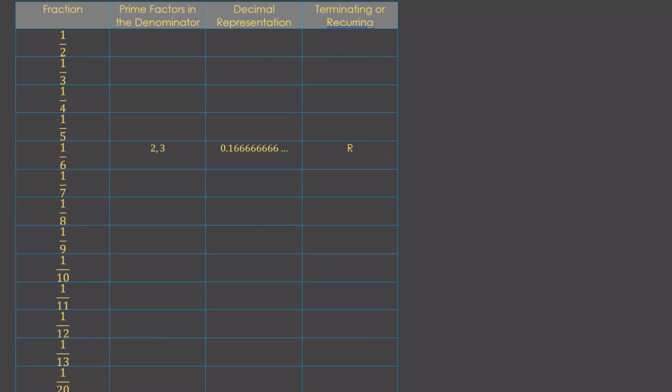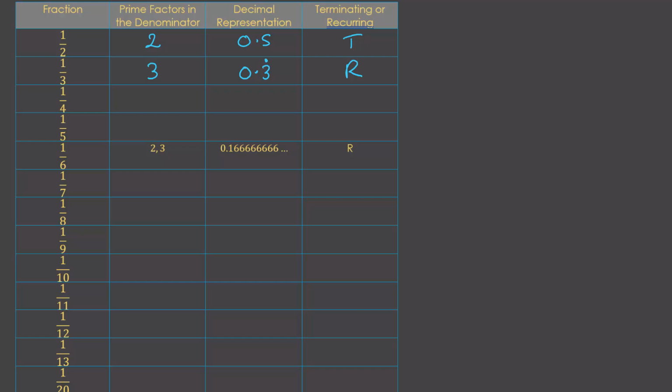So we've got a fraction here of a half. The prime factors in the denominator, well, just 2. The decimal representation of a half is 0.5, which means that it terminates. If we look at a third, 3 is a prime, so that's the prime factor in the denominator. And we know that it's 0.3 recurring. We've come across this one before. If not, just put it on the calculator.